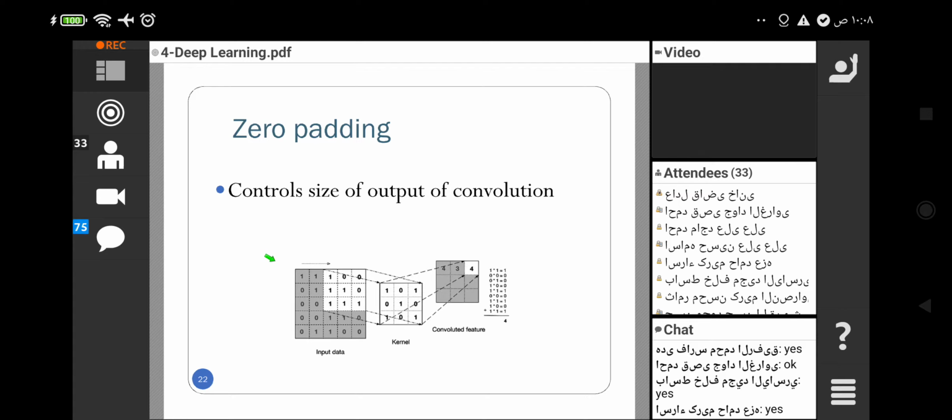Let me write something here for you. If we put the center of the kernel here at the boundary, let me write something for you.